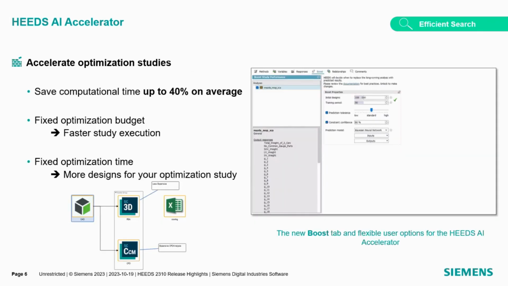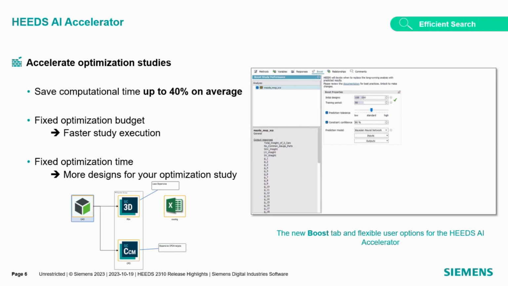So fundamentally, the final effect, the benefit that the HEEDS AI Accelerator gives, is that it saves computational time. It is not making the simulations shorter, and it's not using surrogate models. It is really an AI model, which is a different type of object, because it learns from the calculations that are being done and from the problem at hand in a very specific way. And it saves up to 40% calculation time on average.